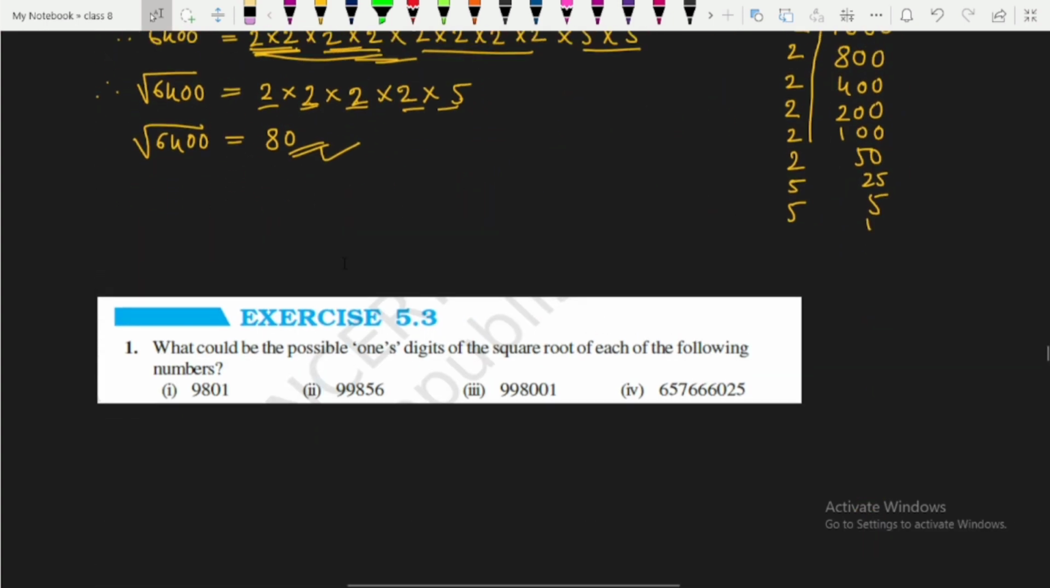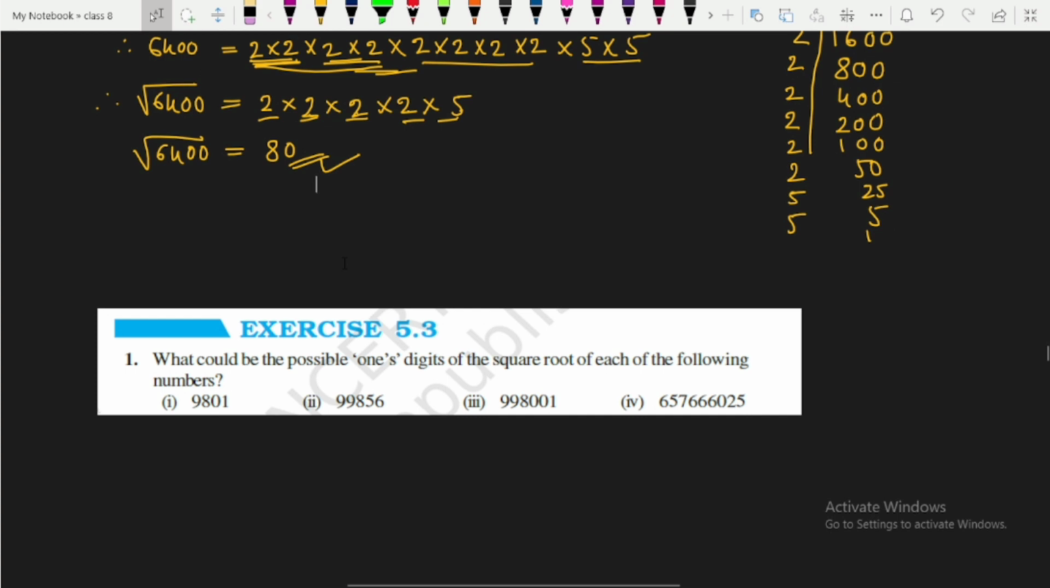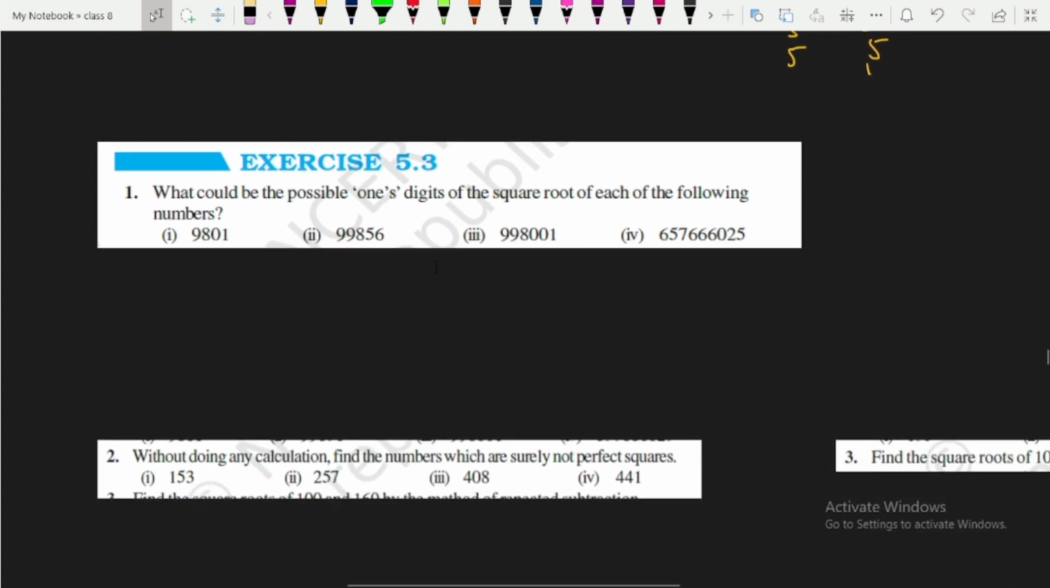Okay, so in this class we are going to see exercise 5.3. Question number 1: what could be the possible ones digits of the square root of each of the following numbers? For this, in the first exercise we already learnt the properties, that is, the unit place of a number and the unit place of a square number. We know this one, right? So depending upon that you can answer this question.